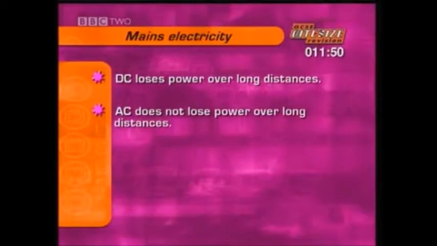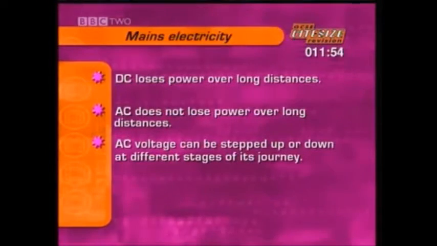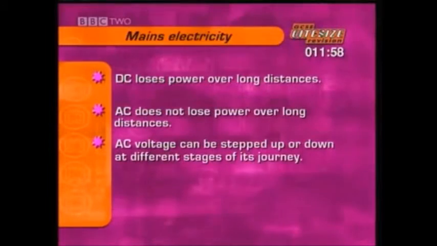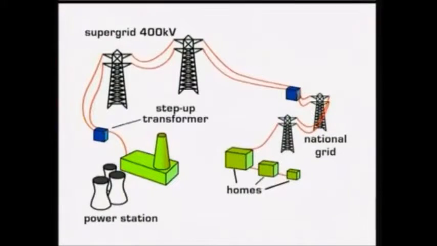AC does not. Another advantage of AC is that it can be transformed up to higher voltages or down to lower voltages for different stages of its journey. AC electricity is also easier to generate. From the power station, the grid uses high voltages of up to 400 kilovolts to send electricity over great distances along thick cables that don't introduce much loss of energy.